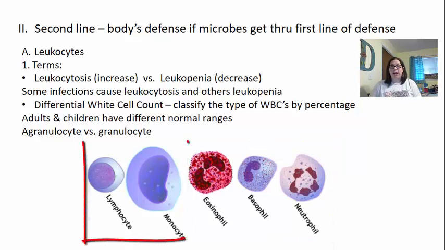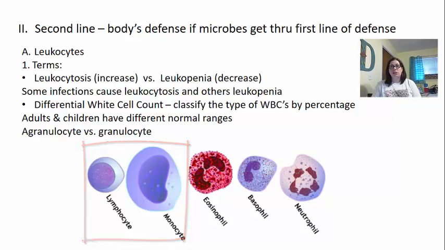Agranulocytes mean that they don't have those grains present when they are stained. They may still have some of these to help potentially fight invaders, but you don't see them when they're stained. And so when we put A in front of the word, it means not or without, so without the granules. These are going to be the lymphocytes and the monocytes.